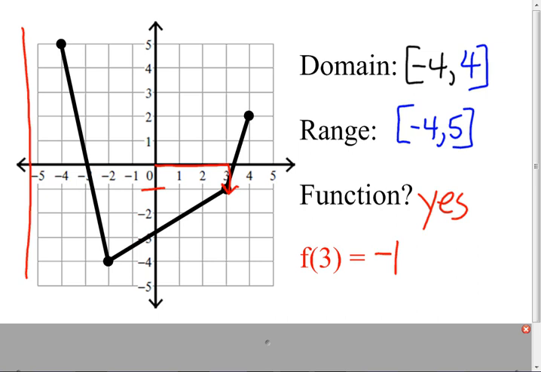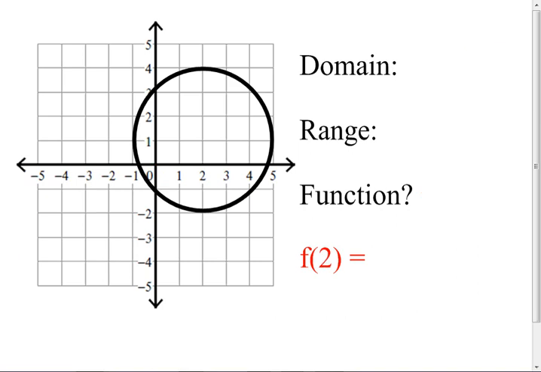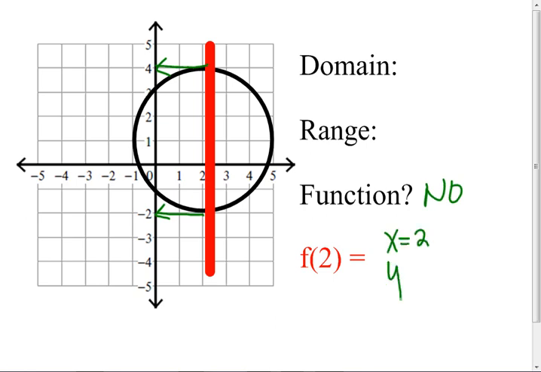It's a circle. Is it a function? Does it cross the graph in more than one place? Yes, it does. Well, that's the problem. What is f of 2? You got two answers, don't I? I've got this answer, and I have this answer. The problem is, it's not a function. So when x equals 2, y equals what? Negative 2 and what? 4.